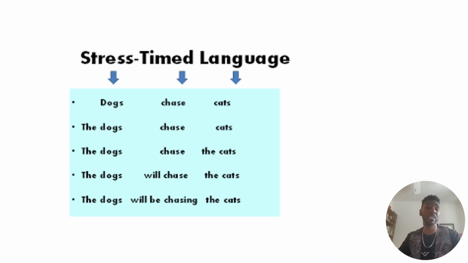And I don't know if you remember this example that I gave. I'll explain why English is a stress timed language. So let's look at these sentences. Dogs chase cats, right? Dogs chase cats. The dogs chase cats. The dogs will chase the cats. The dogs will be chasing the cats. It's the same rhythm. So English is a stress timed language. It doesn't matter how many more words or sounds we put in, we say it at the same rhythm.